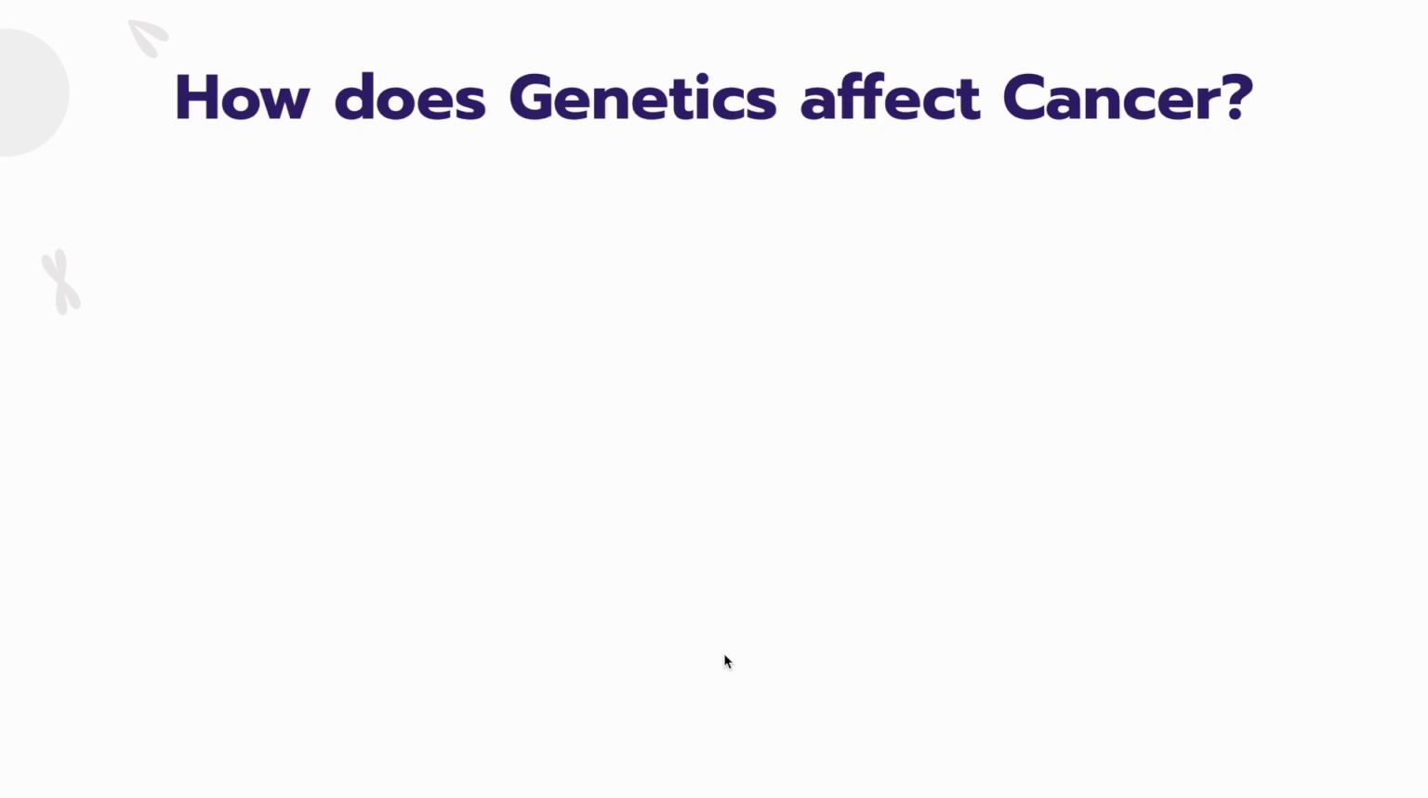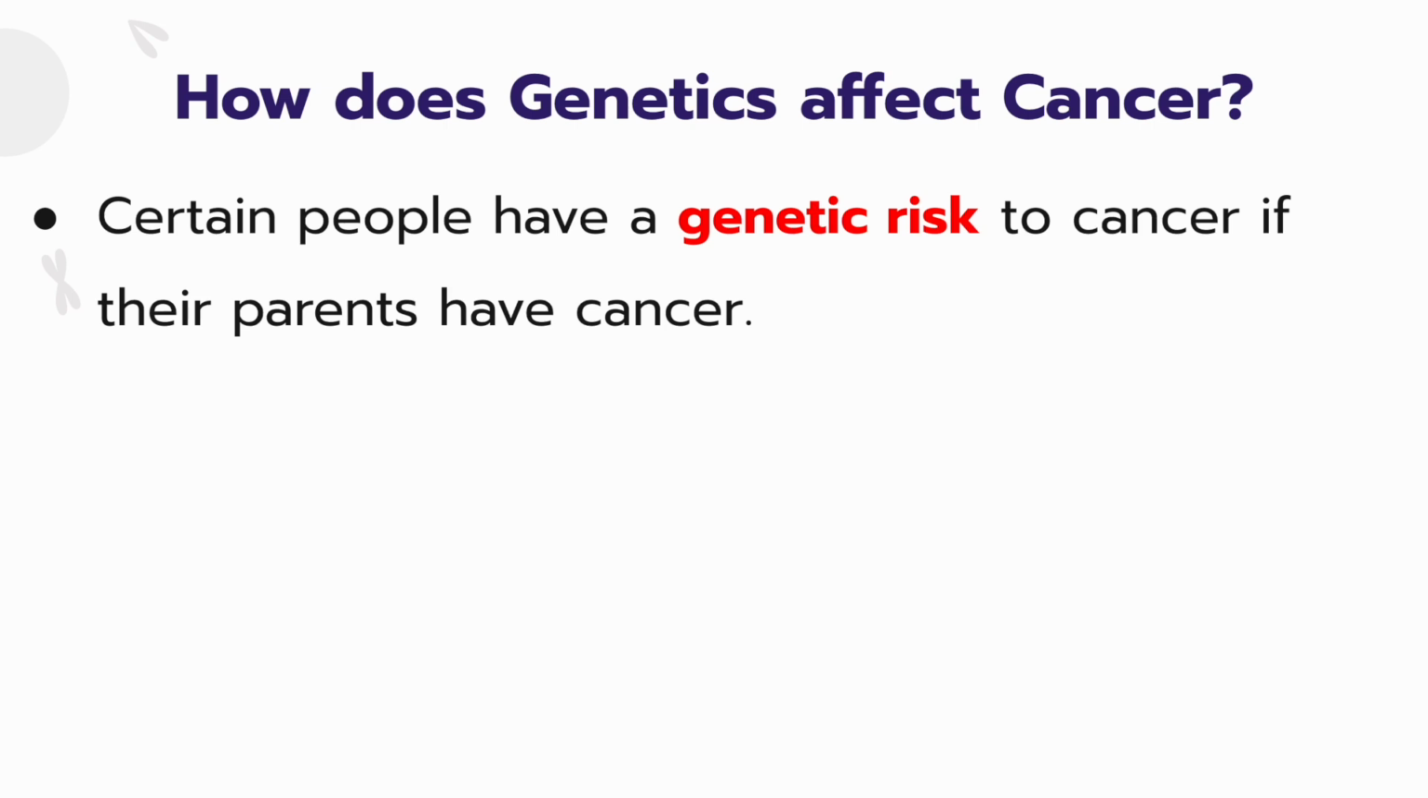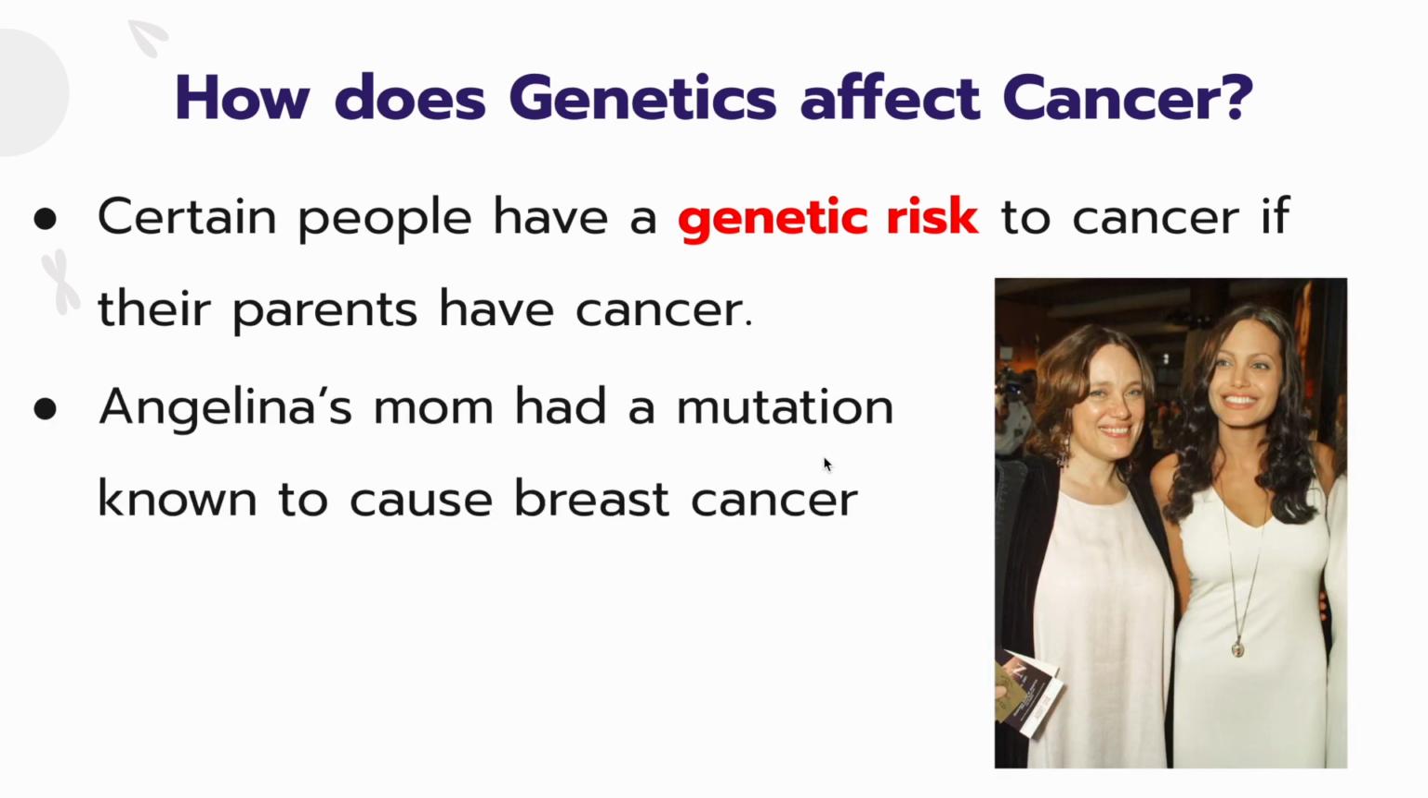So, how does genetics affect cancer? Certain people can have a genetic risk to cancer if their parents have cancer. And like I said, one famous example is Angelina Jolie. She played Maleficent in that Disney movie. And her mom actually had a mutation which is known to cause breast cancer. So, because Angelina's mom had breast cancer, Angelina was at risk of getting that same type of cancer as well.